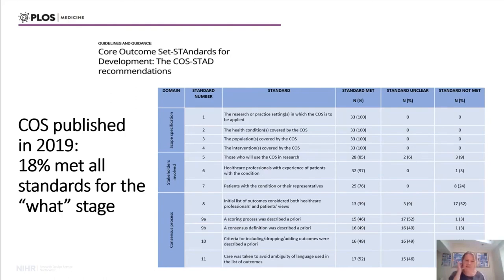I mentioned there were standards, 11 of them. There's a column in the middle, standard met. You can see that the standards around the scope have all been met. This is for results, core outcome sets in 2019. But as you work down the standards, the reporting of what they've done isn't great. There's not enough detail about how they've run the consensus process. So we're hoping that when we get these results for 2020, things are looking better.